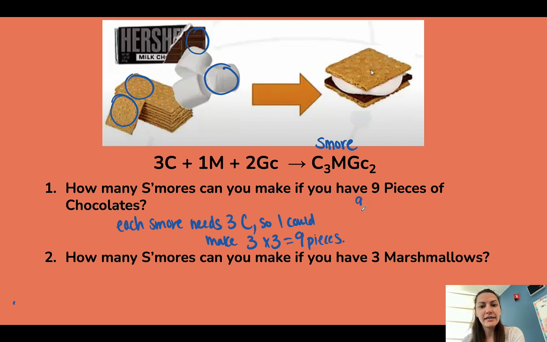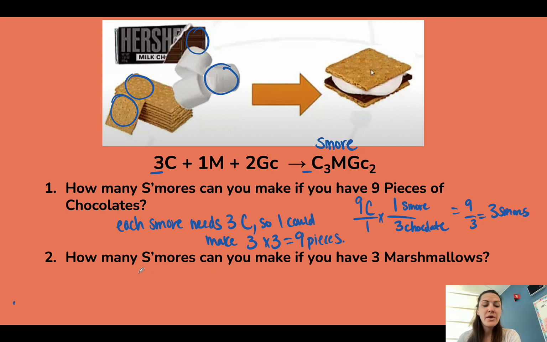If I wanted to do that mathematically, it could look like this. My 9 chocolates to start with, and the ratio of chocolate is 3 to s'mores is 1. So each one s'more needs 3 chocolates. Okay, so 9 over 3 would give us 3 s'mores could be made.